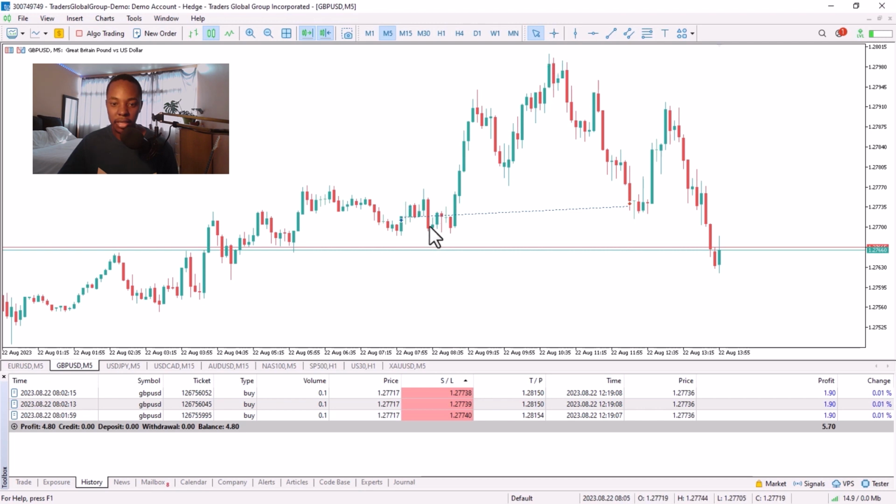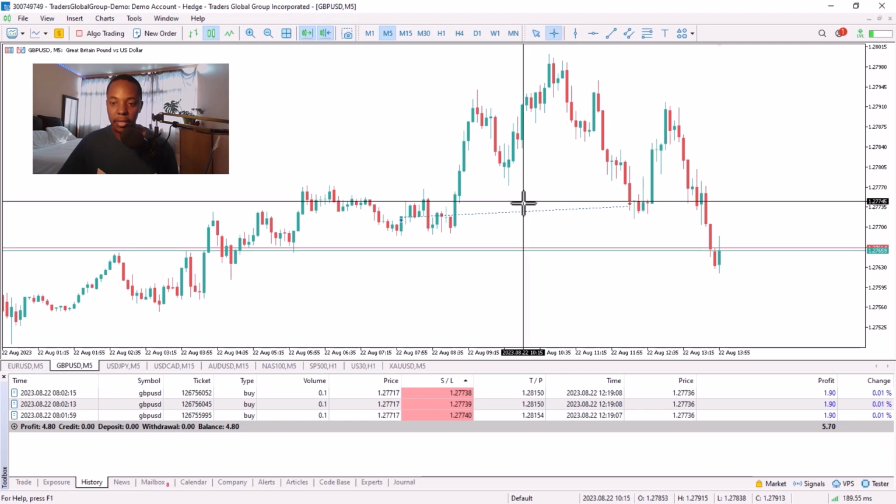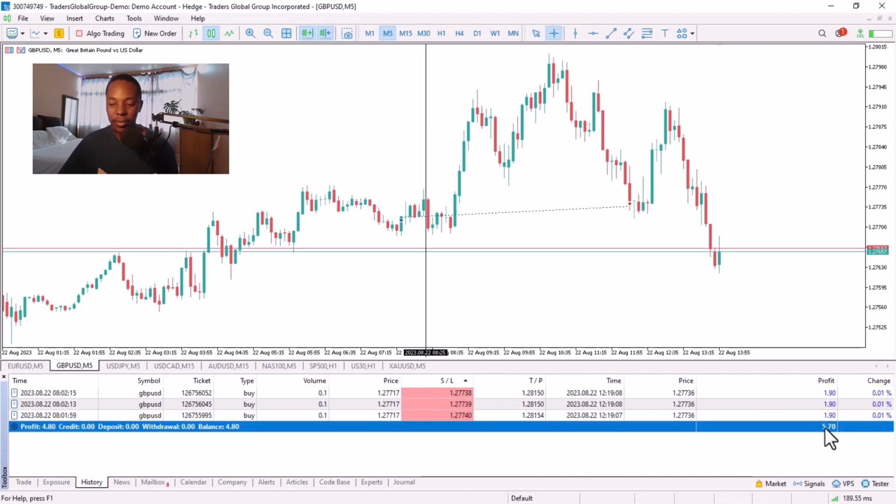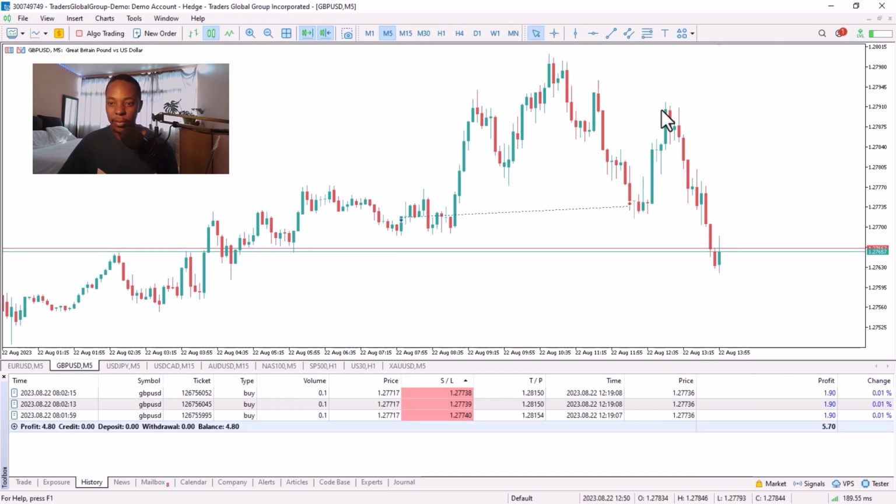I didn't take any partials, like you can see. I just locked profit and let the trade run, and then it came back and hit my SL at break even. As you can see, the total that we made on this trade was just $5.7, and then price went up into this CB, looking for lower prices. That was the first trade of the day on GBP USD.